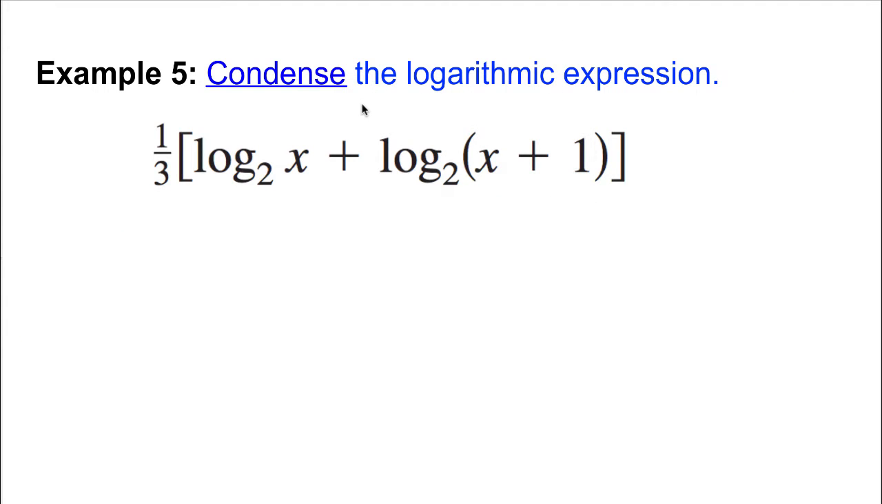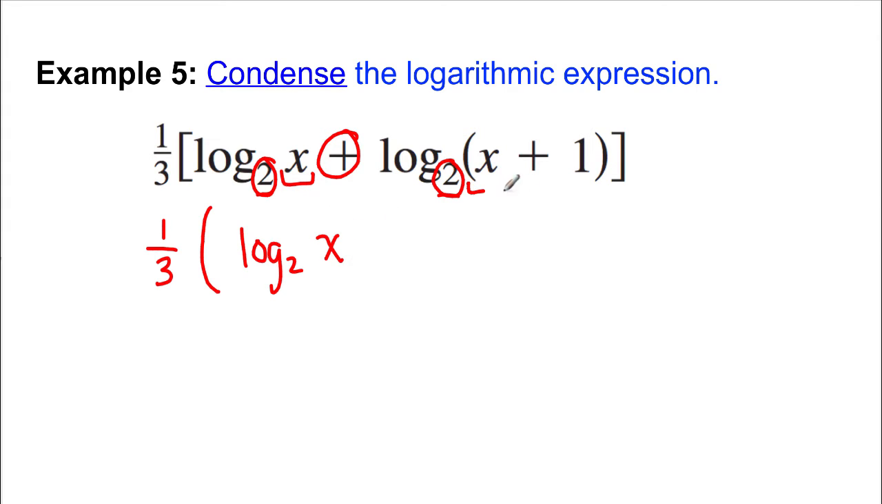All right, in this final example, we're going to condense the logarithmic expression given. So we have a couple things to pay attention to here. First of all, we are adding 2 logarithms with the same base, which means we can use that product property and we can condense those into a product with 1 logarithm base 2. So I'll rewrite that first, keeping this coefficient of 1/3 out front. We have 1/3 log base 2. Now take these terms and write them as a product. x multiplied by this term, x plus 1. So now we just use that product property.